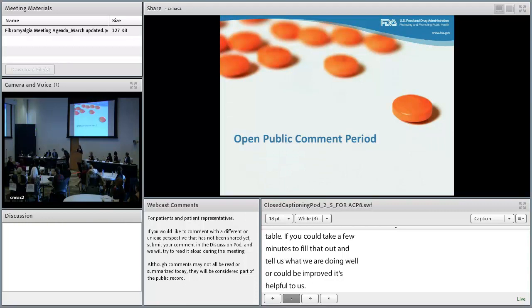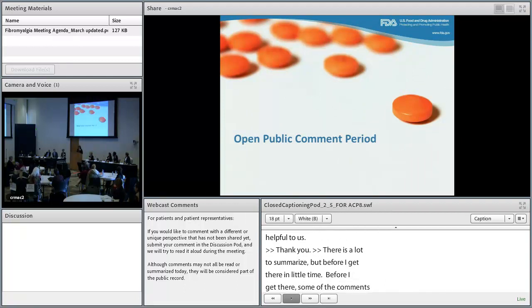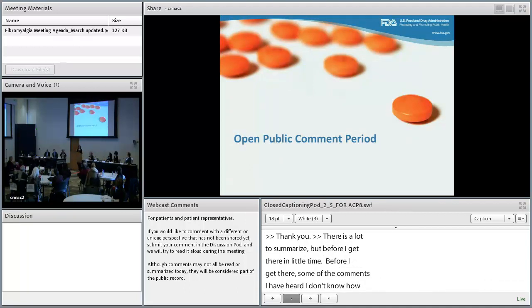Hi, all. There's a lot to summarize, but before I even get there, some of the comments that I've heard, I don't know how often people are accessing the actual approved labeling for these products, but I'm hearing things about side effects that aren't known, but in fact they're in the labeling.